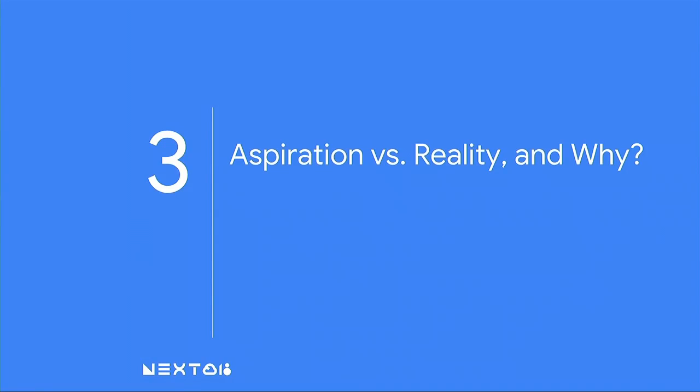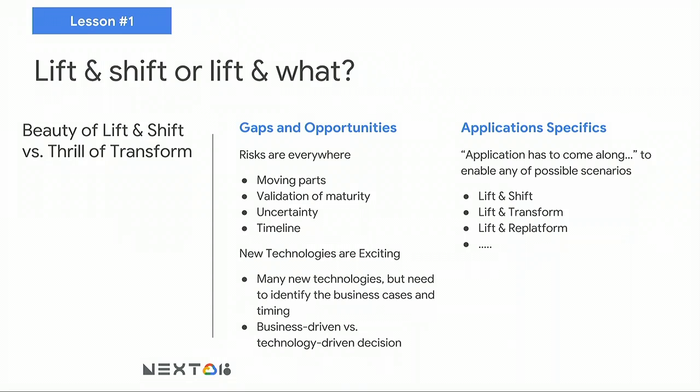So I'm going to talk about aspiration versus reality. So to start out with, lift and shift can mean many different things to many different people and organizations. For example, lift and shift can be taking everything that you have in your on-premise and plopping it right into the cloud. Lift and shift can mean taking what you have in on-premises and taking advantage of some services in the cloud, such as the managed services that Dillon had mentioned, or some of our big data solutions.